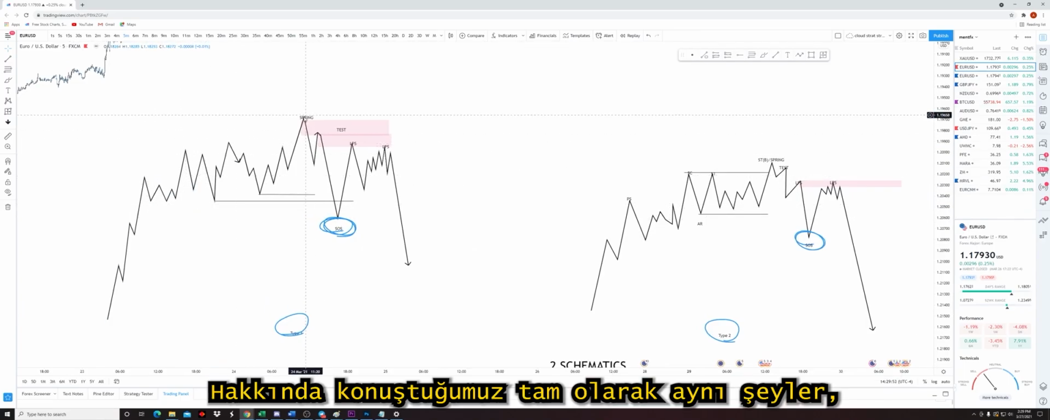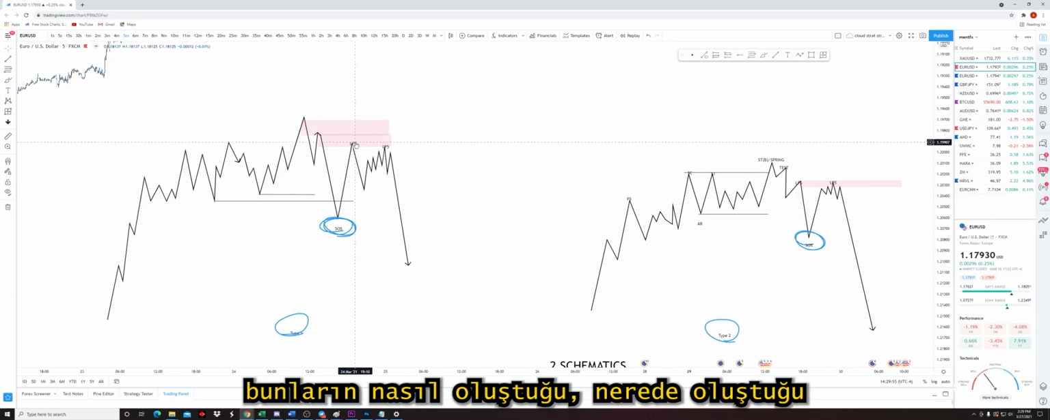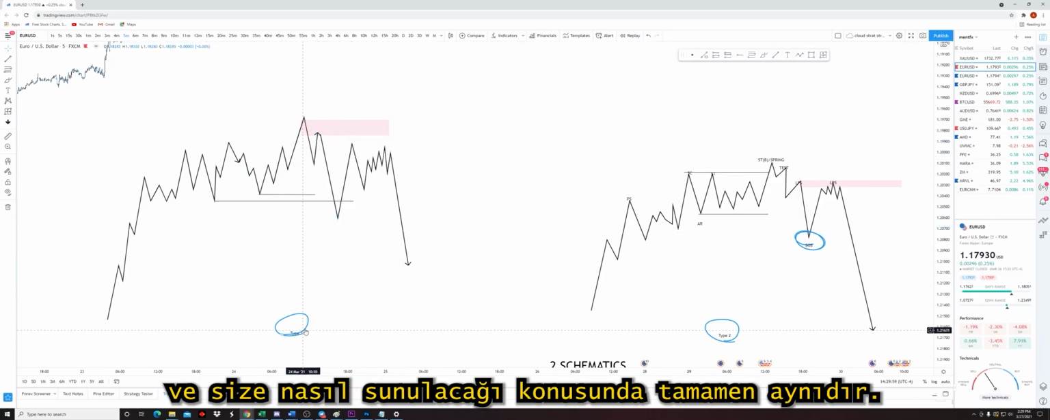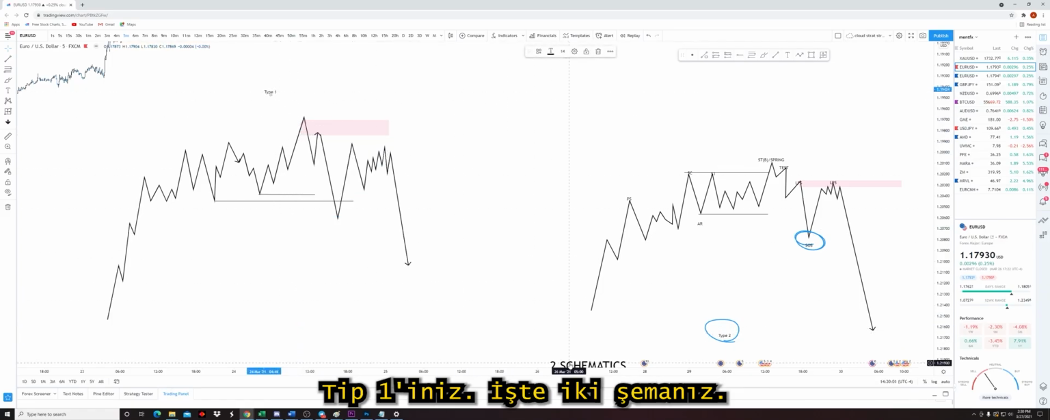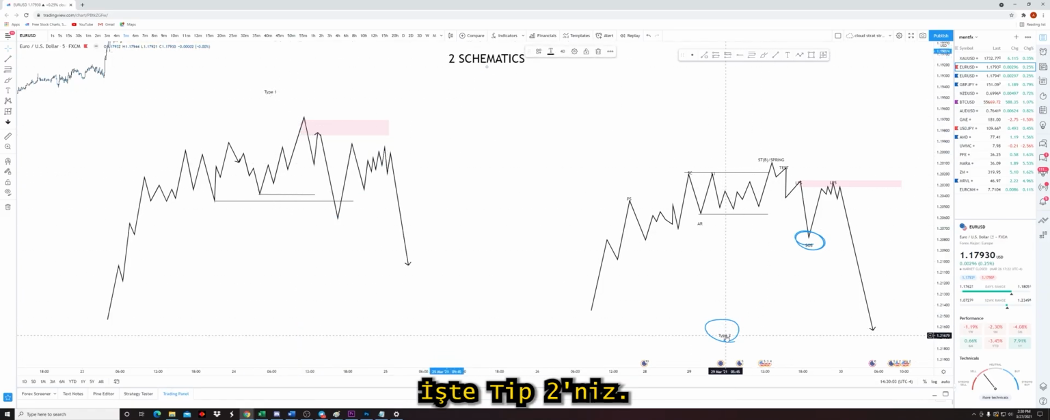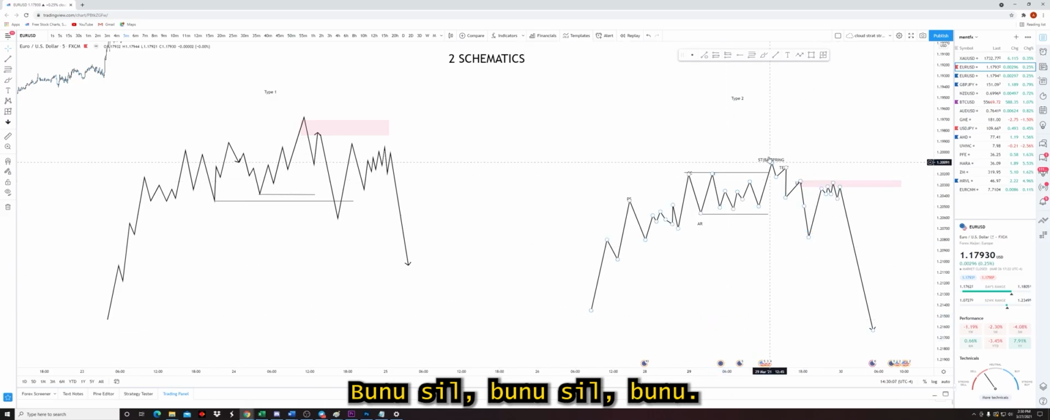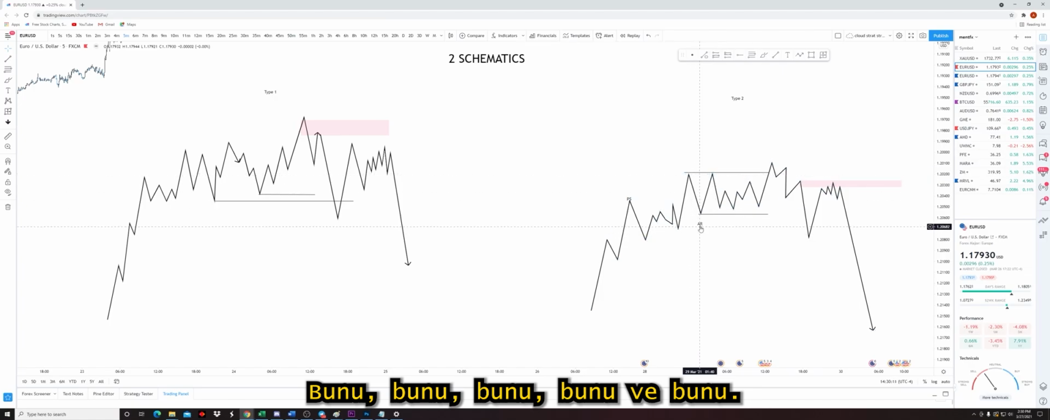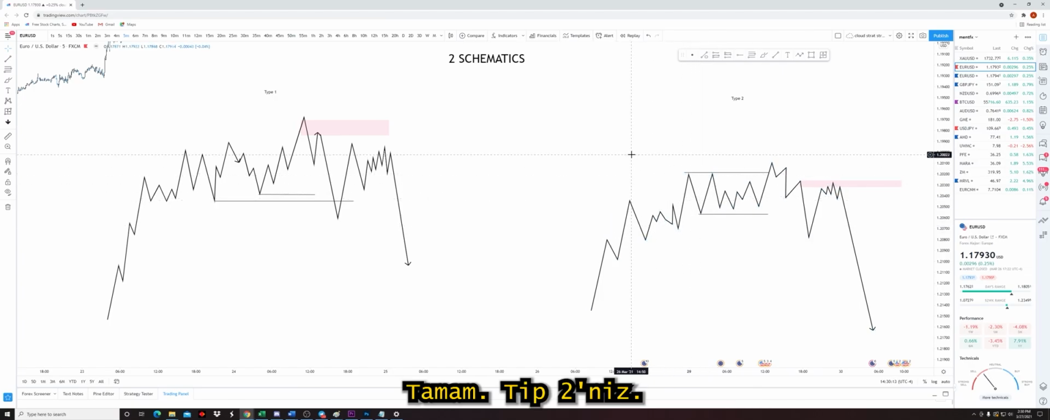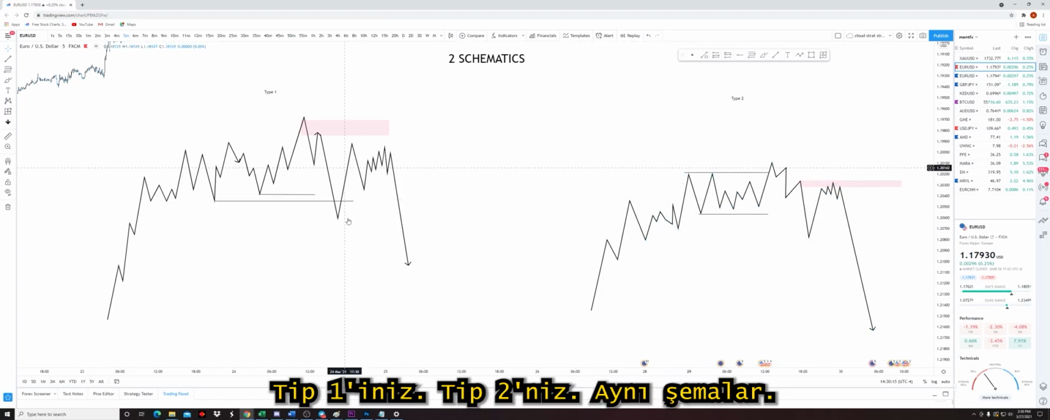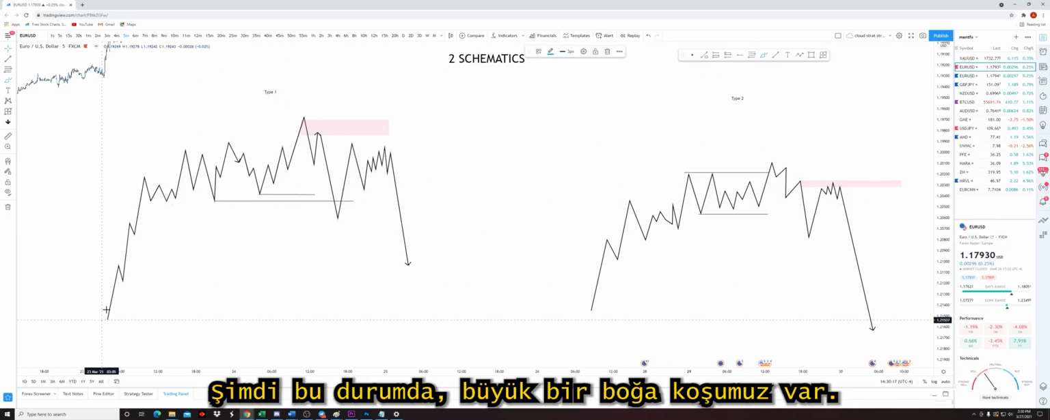The exact things we spoke about are exactly the same concerning how these things form, where they form, and how they're going to be delivered to you. Your type 1, here's your 2 schematics. Here's your type 2. Let's delete all of this. Okay? Your type 2. Your type 1, type 2. Same schematics. Now in this case, we have a big bullish run.